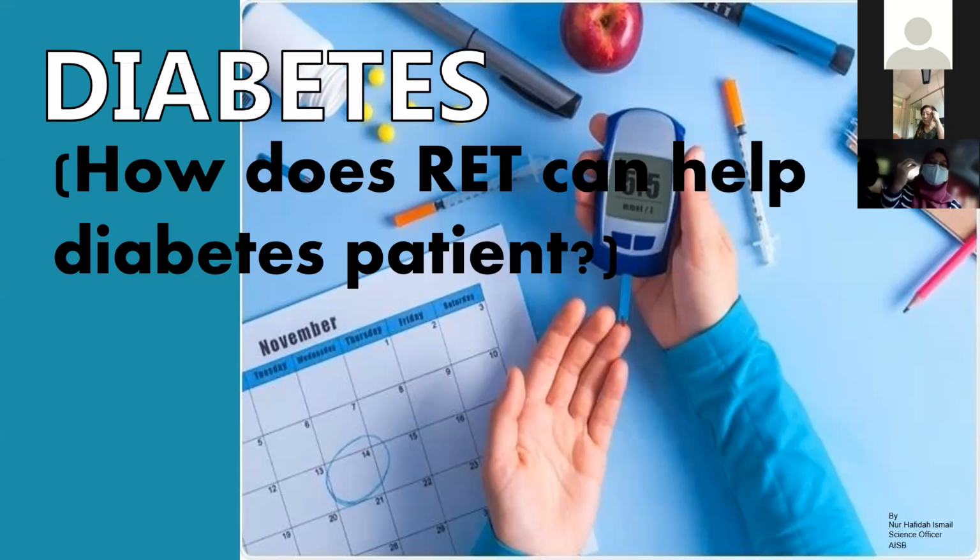Okay, so you should know which one is diabetes and which one is obese. Most of the patients don't know how to differentiate between diabetes and obesity. So diabetes and obesity are two different things. Okay, so again, for this week, we talk about diabetes.